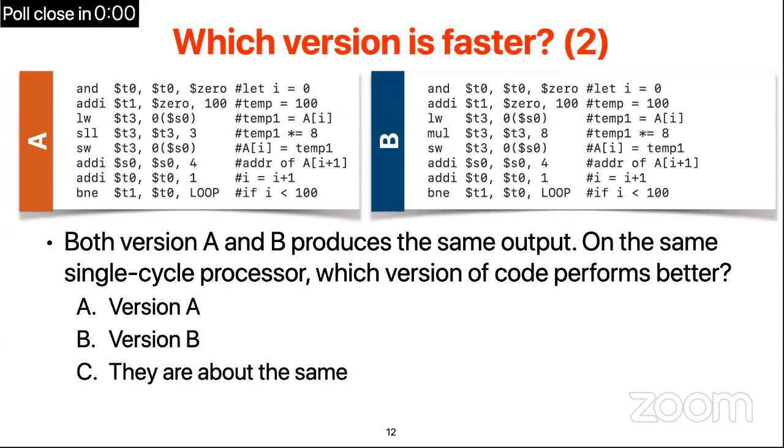Given they are both on the same single cycle processor, they have the same number of lines, and I would assume they have the same dynamic instructions. They have the same CPI, same instruction count, same frequency. That's supposed to be the same. Okay, good answer.